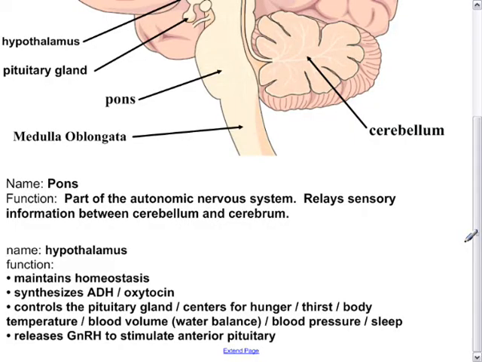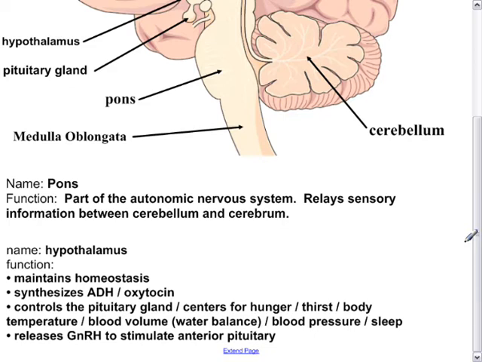Body temperature, blood volume, blood pressure, and sleep. So all the things you need to be kept in balance. Your temperature has to be kept at the right point. The amount of blood volume has to be kept at a central point. Your blood pressure has to be kept within certain limits. When you get too low in blood sugar, you need to eat. All these areas for maintaining your body at a constant state, homeostasis, is required and is done by your hypothalamus.